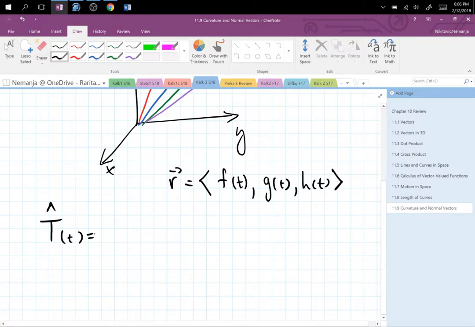Yes. Is it r prime of t over the magnitude of r prime of t? Very good. So unit tangent vector is the velocity vector, right? The v of t divided by speed, which is the magnitude of the velocity.